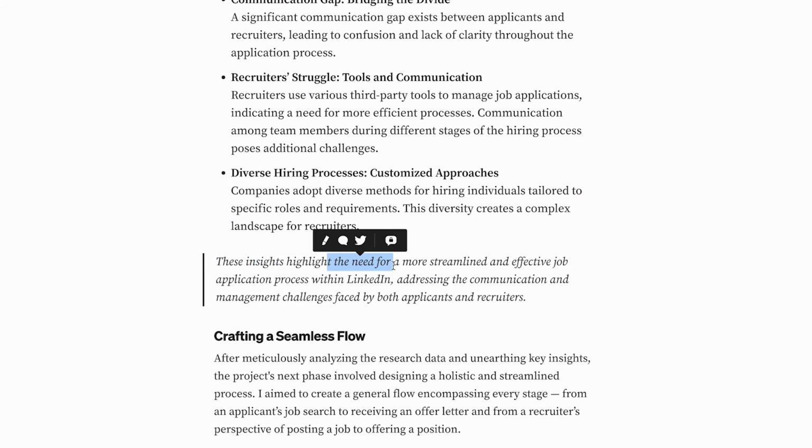These insights highlight the need for a streamlined and more effective job application process within LinkedIn addressing. So you're basically saying that you did all this research to identify that there is a problem. Do not validate the problem statement. I'm going to repeat this again. Do not validate the problem statement.